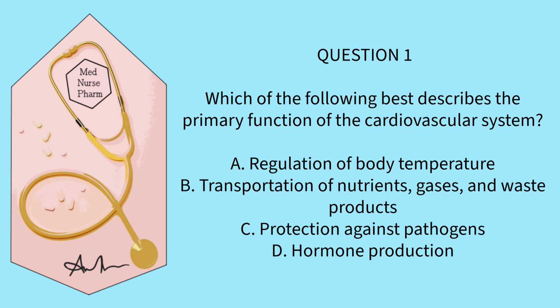Question 1. Which of the following best describes the primary function of the cardiovascular system? Regulation of body temperature, transportation of nutrients, gases, and waste products, protection against pathogens, hormone production. Pause the video and select your answer.